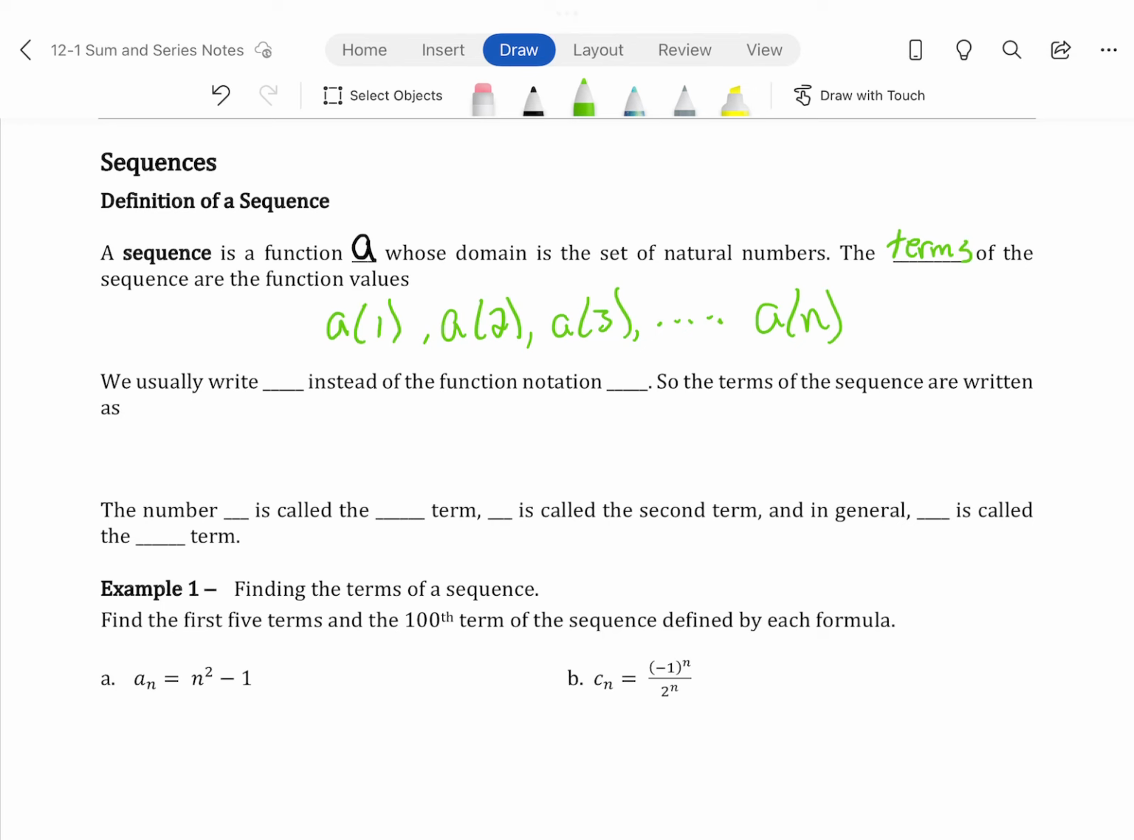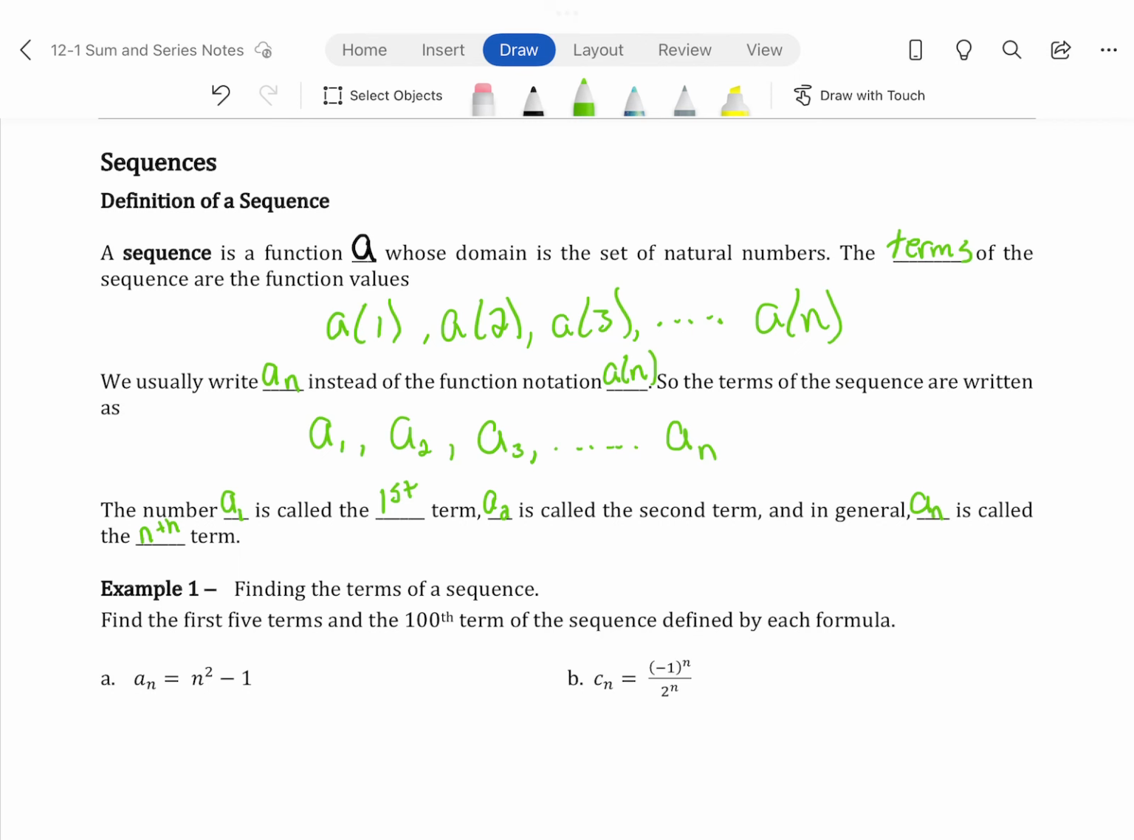We are usually going to write, instead of writing our function values like that, A with a subscript n, instead of the function A(n). So we're just changing notation a little bit. The terms of the sequence are going to be written as a1, a2, a3, we could keep on going for however many we have until we get to a sub n. In general, a1 is called the first term, a2 is the second term, and a sub n is called the nth term.